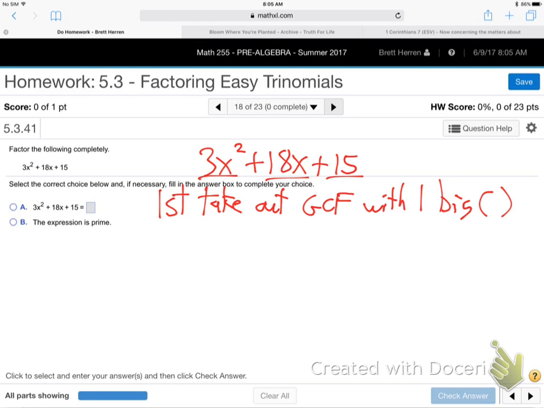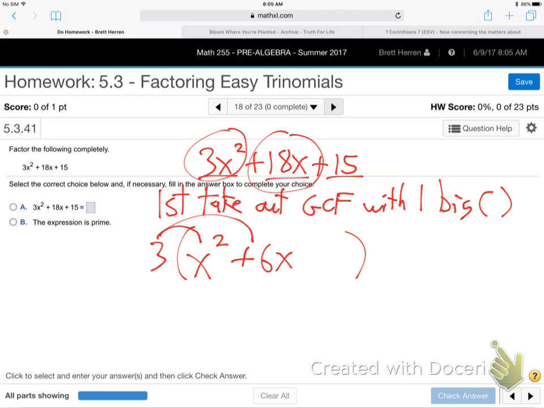We look at those and we say, what's the GCF? What goes into 3, 18, and 15? 3 does. So you put that in the front, and then one big parenthesis. Not the two parentheses yet. That'll be the next step. You put inside whatever works. 3 times what will go back to 3x squared? Well, x squared. And 3 times what will go back to 18x? 6x. And then 3 times what will go back to 15? Plus 5.